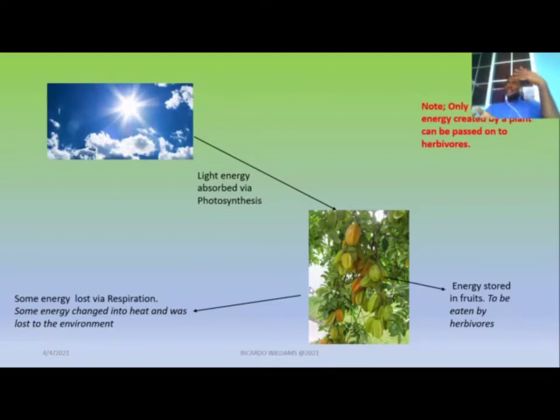Some is going to be used by the plant for growing and doing all its life processes, and a teeny bit is going to be lost through heat via respiration. Now you might be wondering, do plants really produce heat? Yes, they do. It is very minimal, but it does occur. Note, only some of the energy created by the plant can be passed on. The reason only some of the energy can be passed on to the consumer or the herbivore is because only some of that energy is going to be stored.